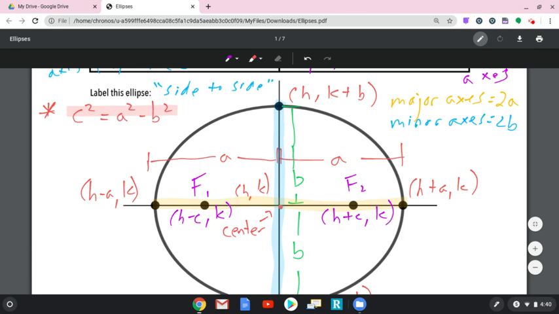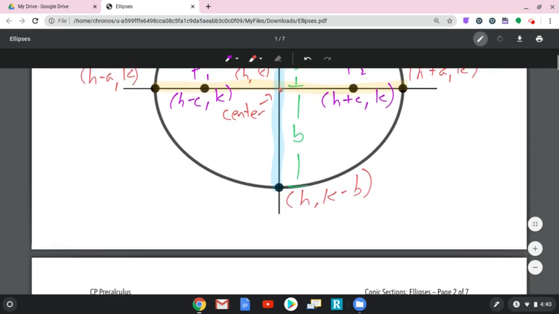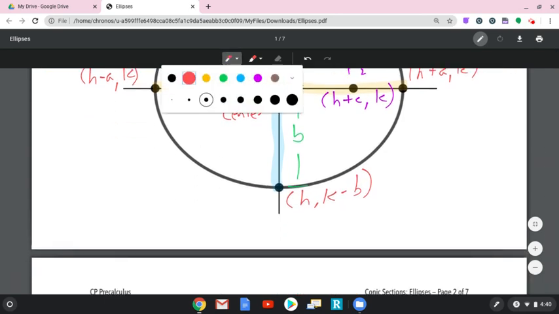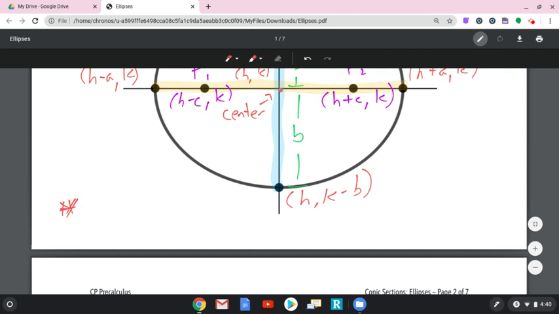In this case, I'm subtracting C from H and adding C to H because I have a horizontal ellipse. If I had an up and down ellipse, I would be subtracting and adding C to my K value. So let's make a note of that. Make a note down here, guys: in an up and down ellipse, you would add and subtract C from K.